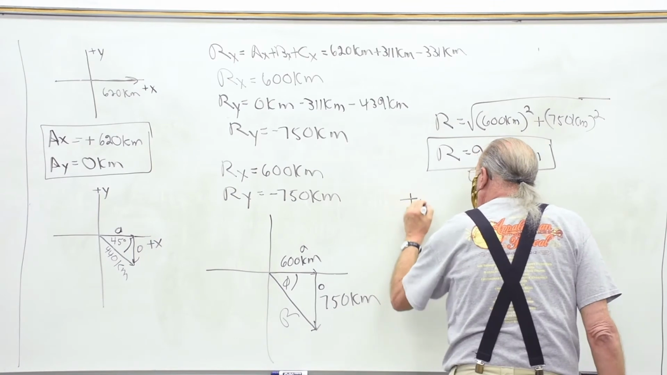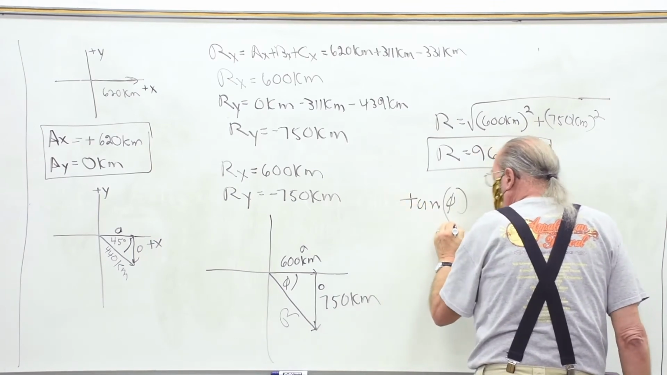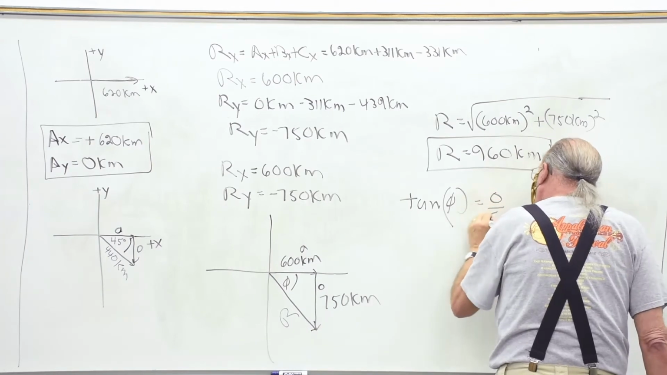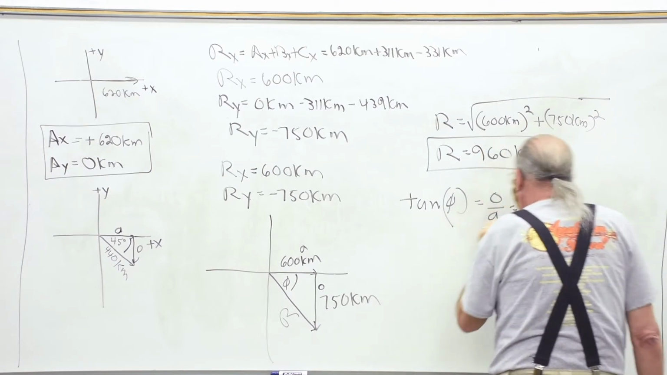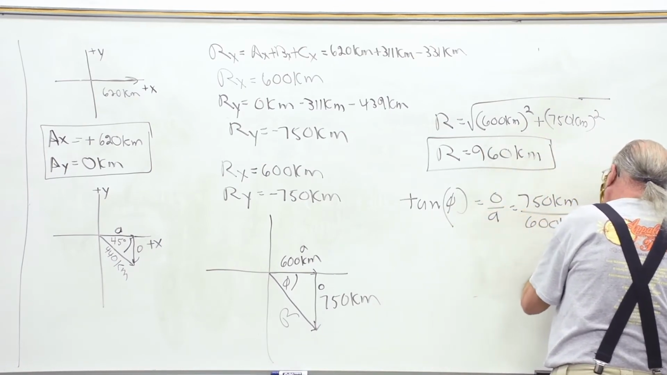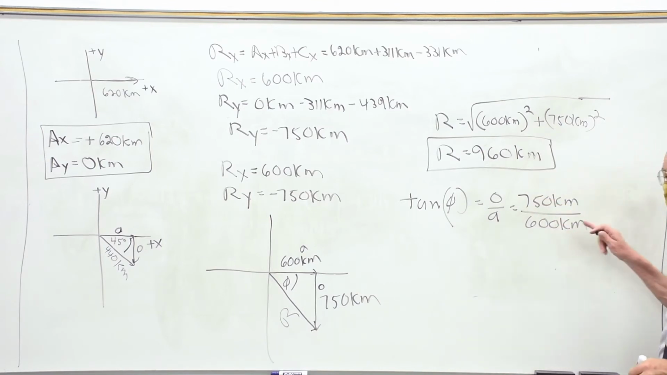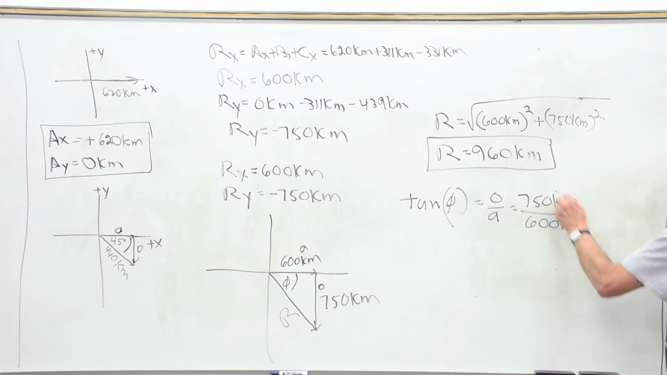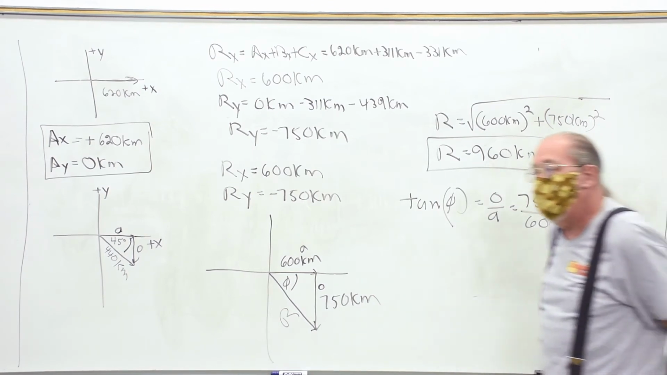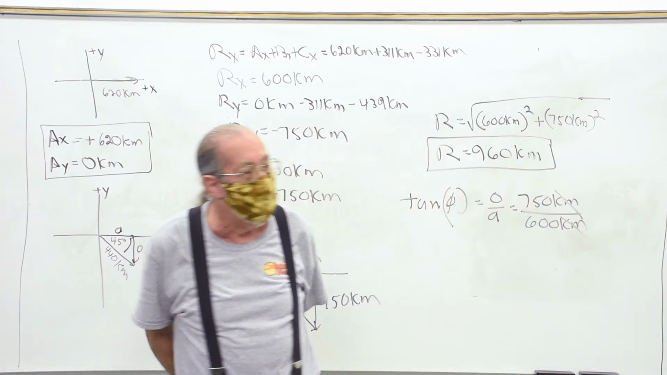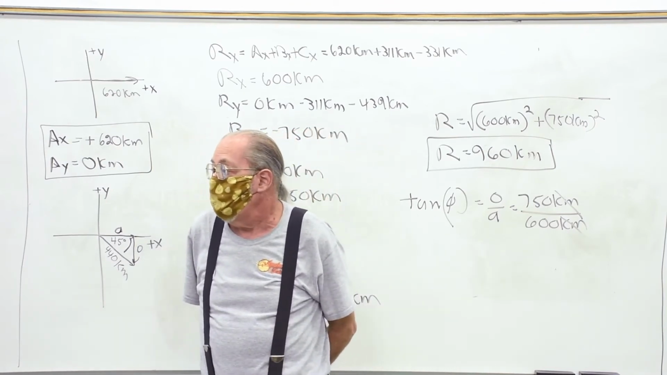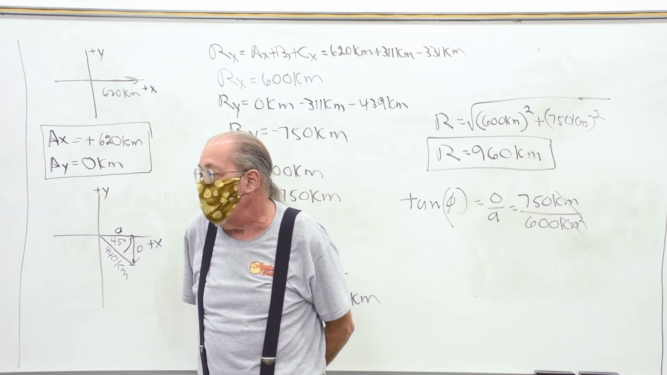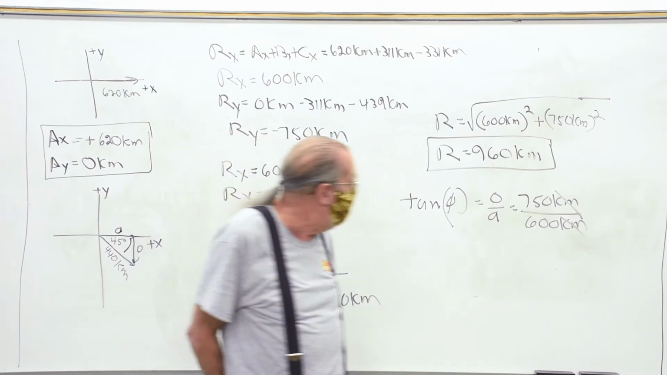I use the fact that the tangent of the angle that I have drawn is the opposite over the adjacent, which is 750 kilometers divided by 600 kilometers. Notice I do not have any negative signs in here because these are the lengths of the sides of the triangle. What happens to the kilometers? They cancel. You cannot take the cosine or the sine or the tangent of something with units. You must have a unitless number to take the tangent of that, okay?